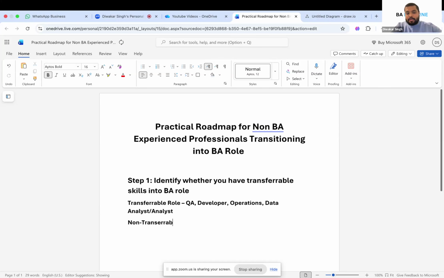So these were some of the examples of transferable roles. So what do I mean by non-transferable role? Non-transferable role, in the sense, for example, if you are in IT but in prod support, or any kind of support, it becomes very difficult for you to transition.